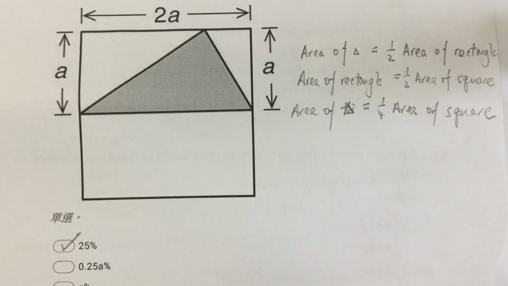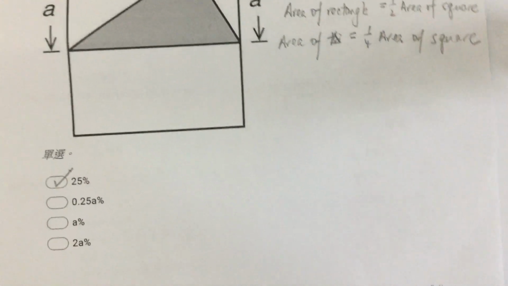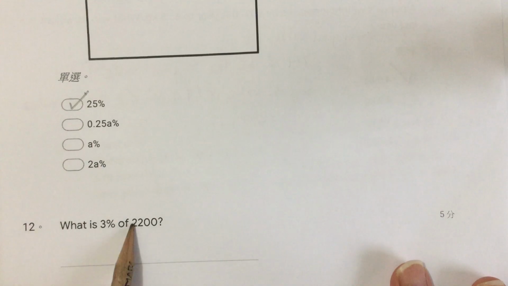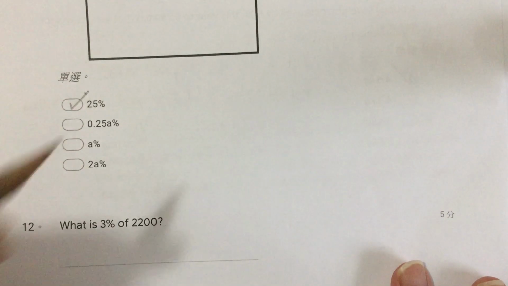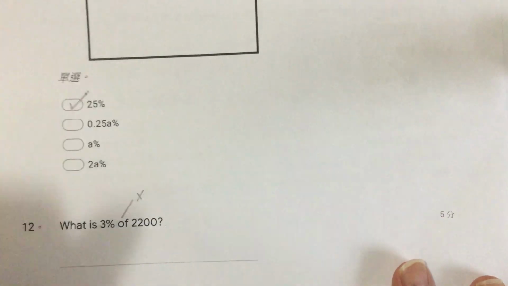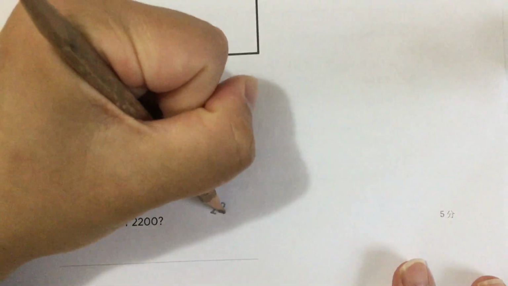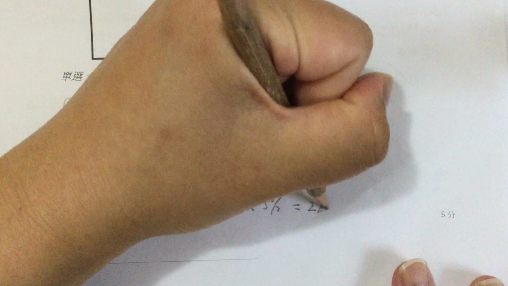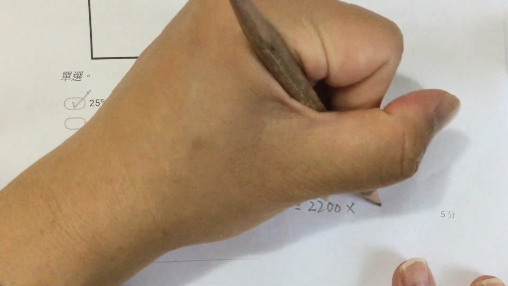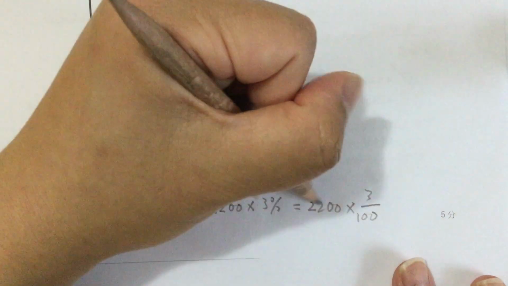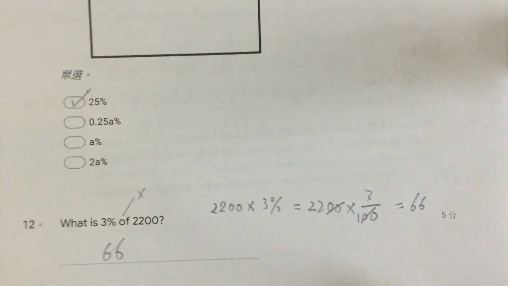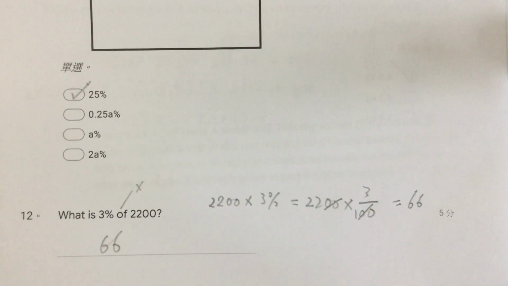Okay, now what about question 12? For question 12, you are going to find out what is 3% of 2,200. Because this means times, we have 2,200 times 3%. So we have 2,200 times 3 over 100. You can do the cancellation. So the answer for this one is 66 immediately.